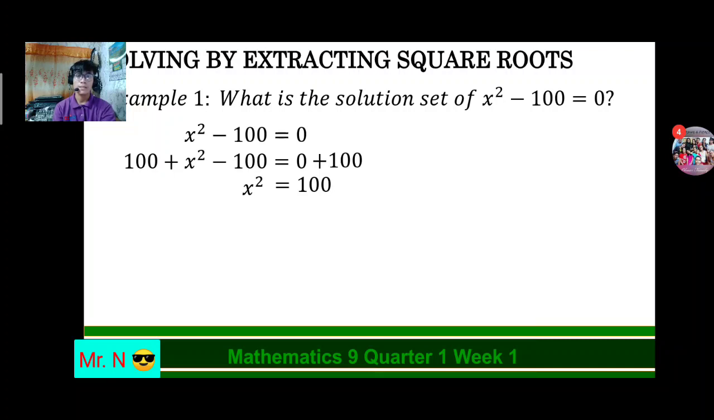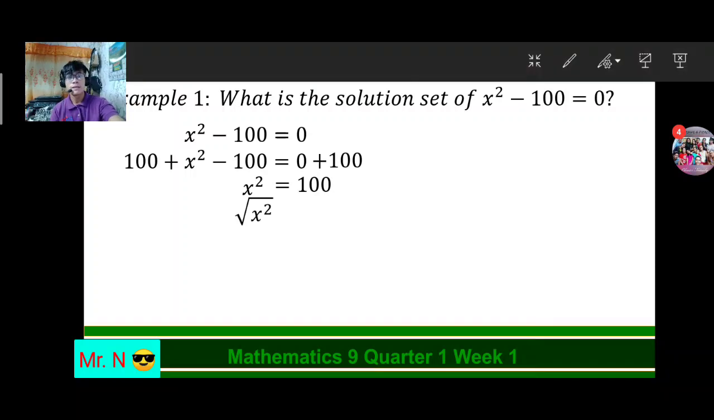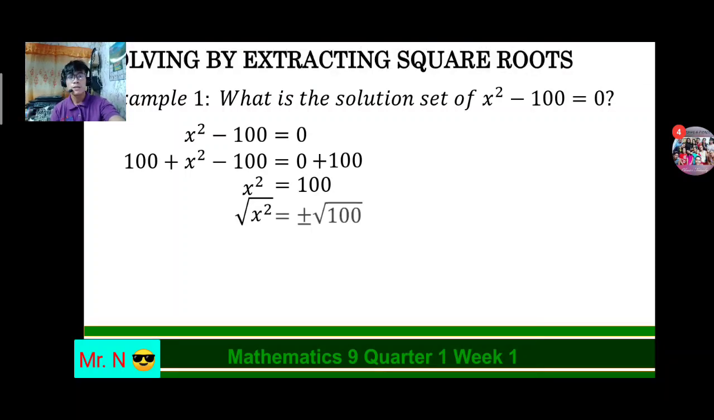Now, we can now use the square root property wherein we're just going to square root both sides of the equation. So, square root the left side, x squared. So, we have a square root of x squared and then square root the right side. So, we have positive or negative square root of 100. As you can see, wala tayong nilagay na positive or negative sa left side kasi ang nasa loob ay variable lang naman. Okay?